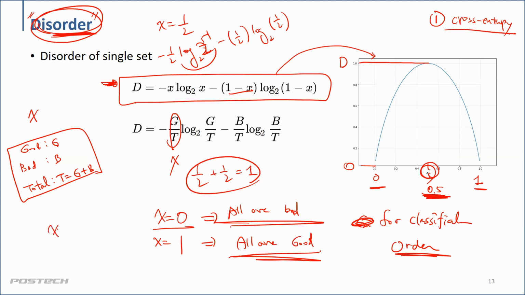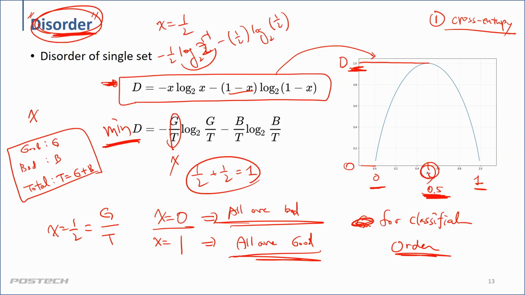On the other hand, when x is this, it means that in total, half of them are good and half of them are bad. It's not ordered, it's disordered. That's why we have the maximum number, which is 1 in this case, the highest value in terms of disorder. So for classification, do you want to maximize disorder or minimize disorder? I want to minimize the concept of disorder.